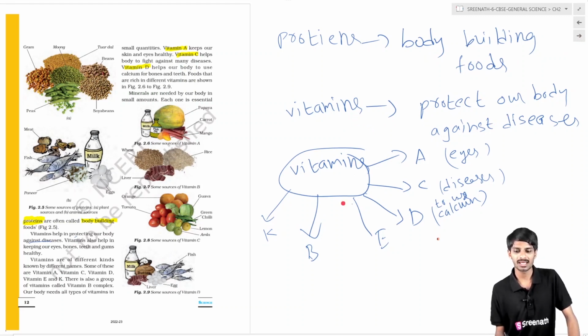Proteins are also called body building foods, and vitamins protect our body against diseases. There are different types of vitamins: vitamin A, vitamin C, vitamin D, vitamin E, the B group of vitamins, and vitamin K. Deficiency of these vitamins causes some diseases. We will discuss it later.